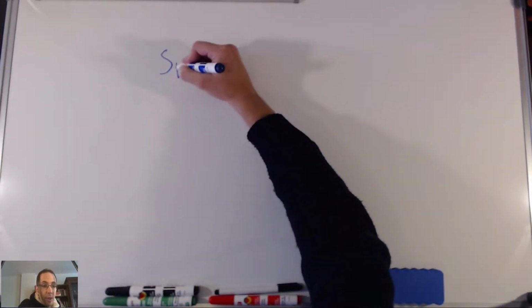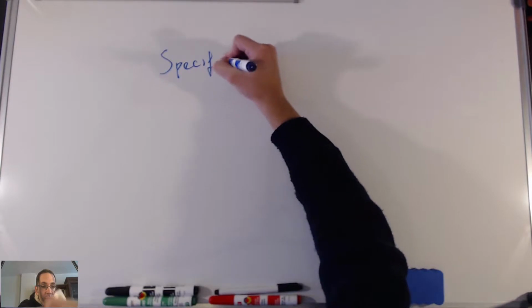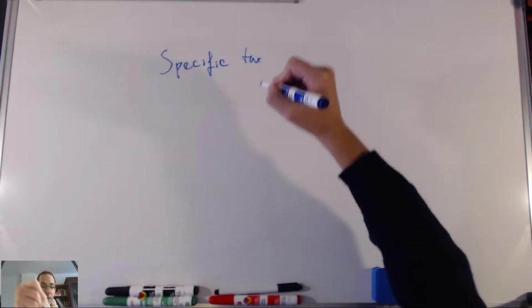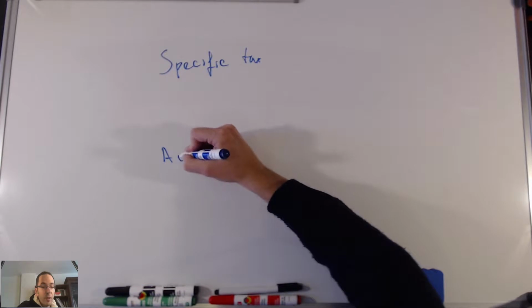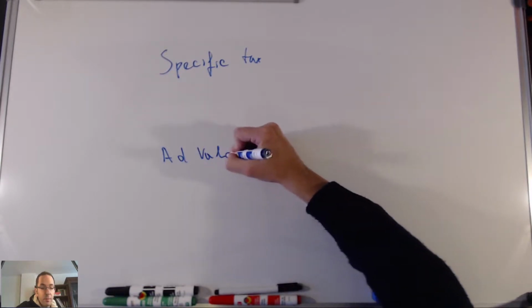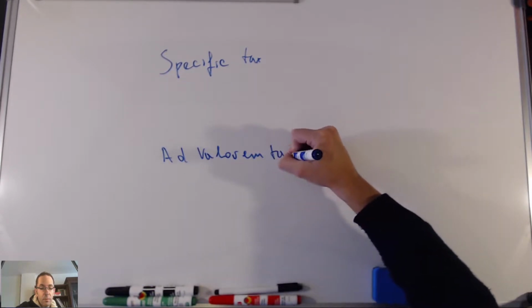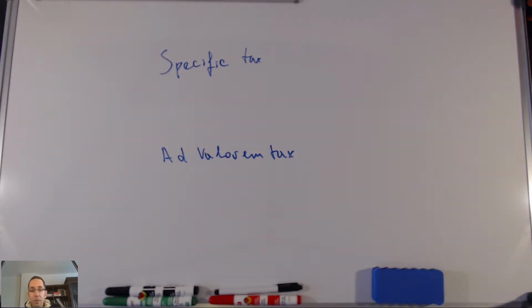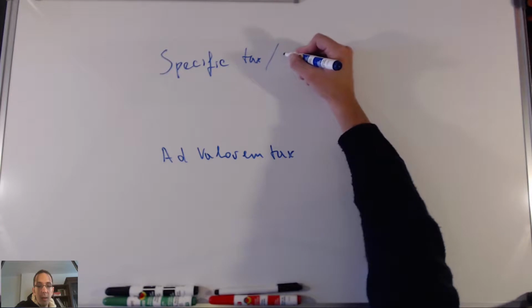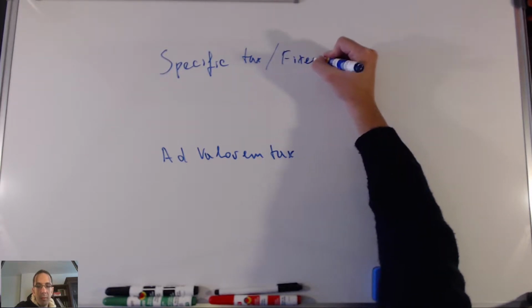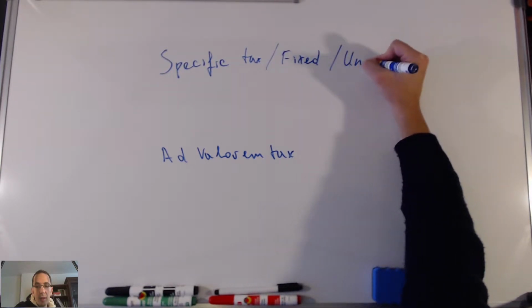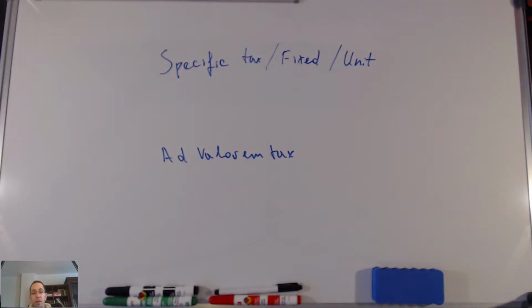Okay, let's begin. So we have specific tax, and we have what is known as ad valorem tax. Now, the specific tax, sometimes it's referred to as fixed, and sometimes it's called a unit tax. So this can be fixed, or it can be a unit tax. It all means the same thing.